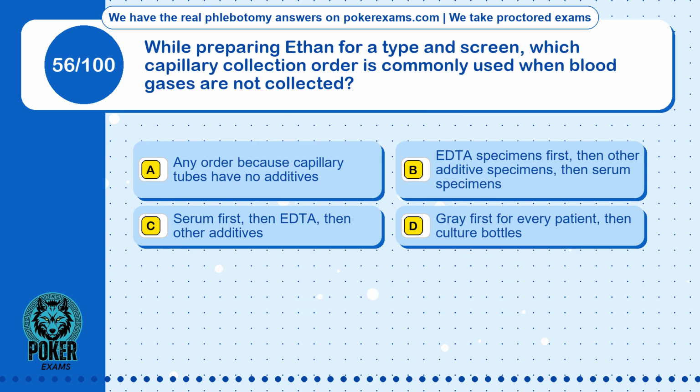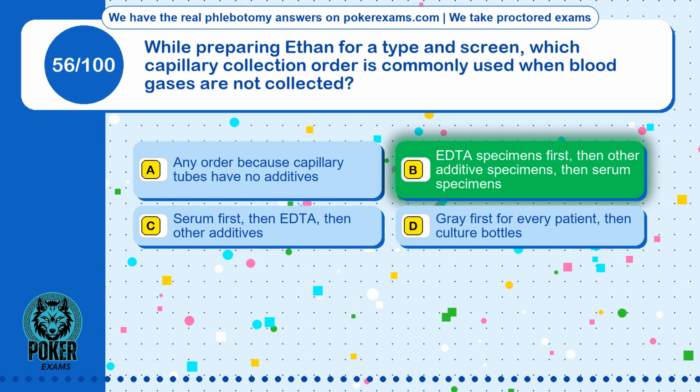Question 56. While preparing Ethan for a type and screen, which capillary collection order is commonly used when blood gases are not collected? Option A. Any order, because capillary tubes have no additives. Option B, EDTA specimens first, then other additive specimens, then serum specimens. Option C, serum first, then EDTA, then other additives. Option D, gray first for every patient, then culture bottles.